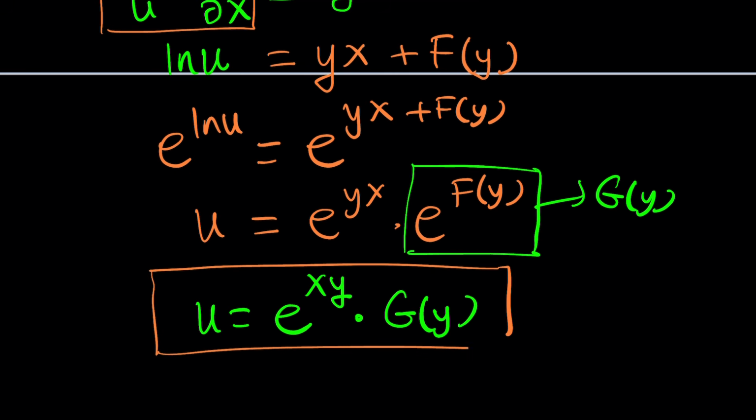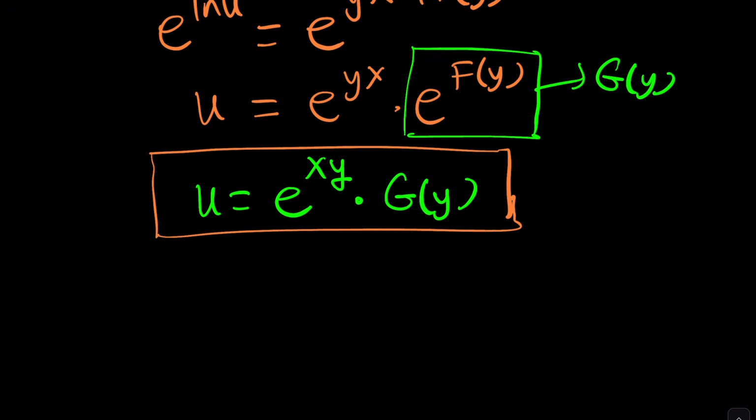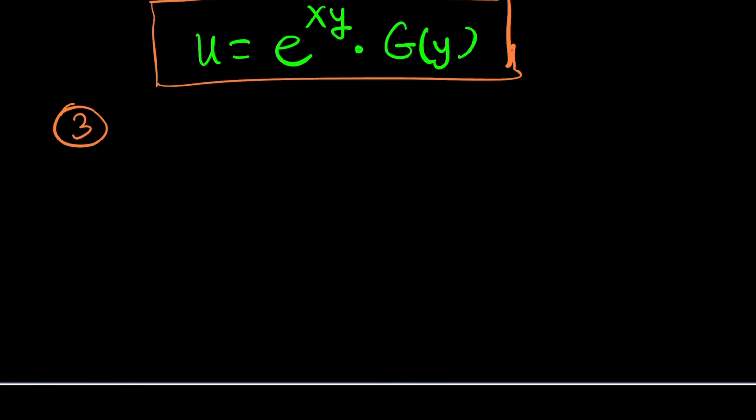Now, if you go ahead and differentiate this with respect to x, you're going to get y times u. That's what you should be getting. Of course, once you know what u is, yu would be more clear. I hope this makes sense. And I'm thinking about keeping this video kind of shortish, so that it's not too long and not boring.